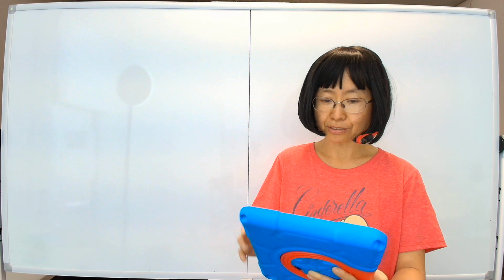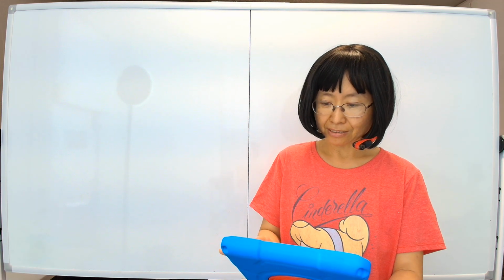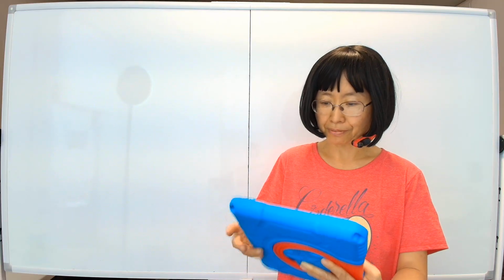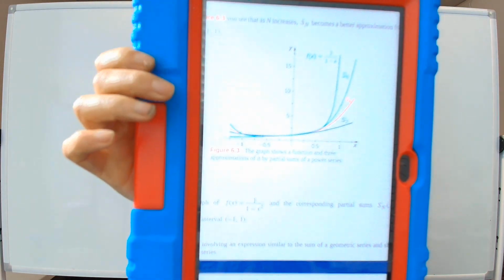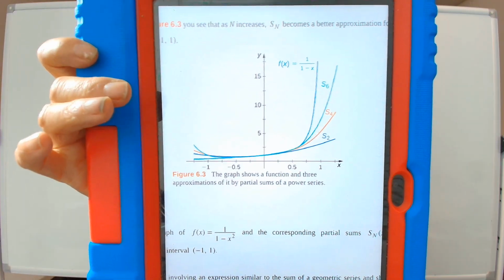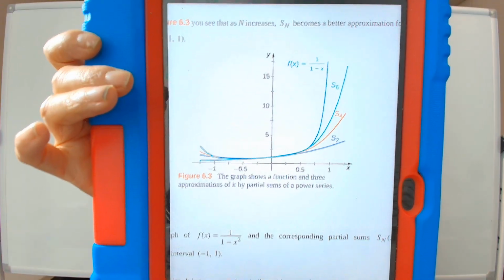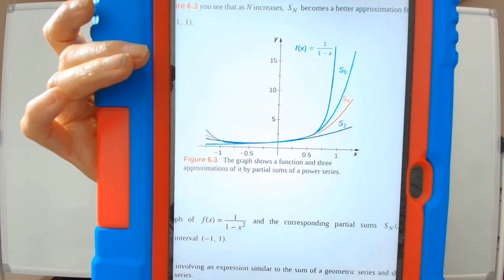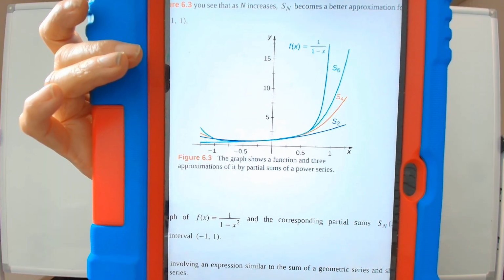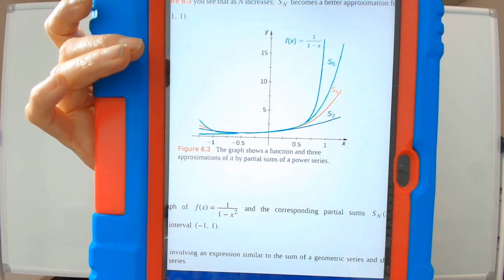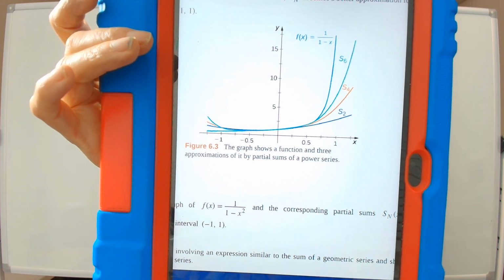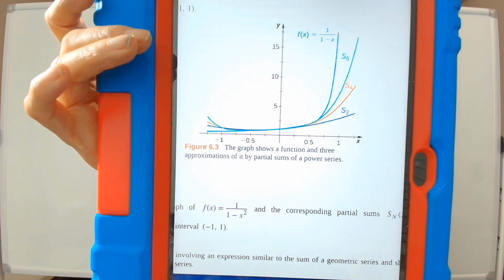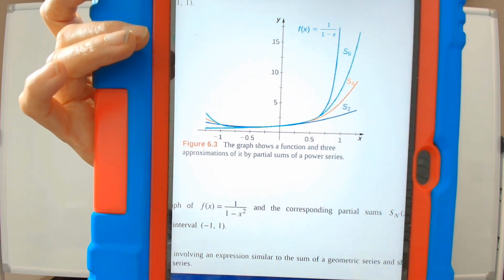Now, in example 6.2 on page 538, there's a graph of how you may approximate the function with a partial sum. Let me wait for the camera to focus. It's focused. See, the top function is 1 over 1 minus x, the original function. If you do the partial sum S2, where you only have 2 terms, it looks like that at the bottom. The approximation is pretty good when x is small, between 0.5 and minus 0.5.